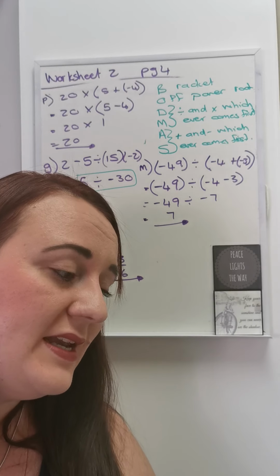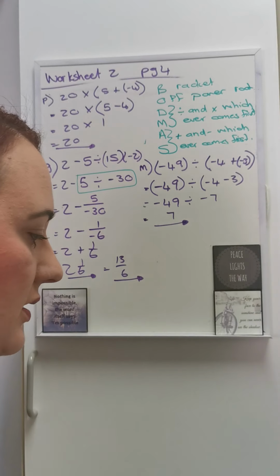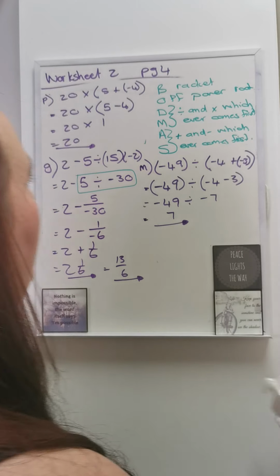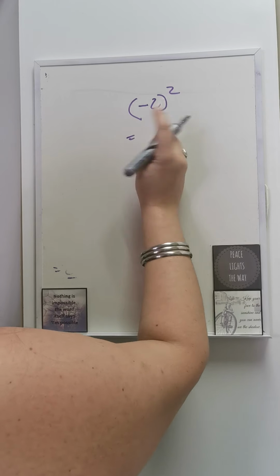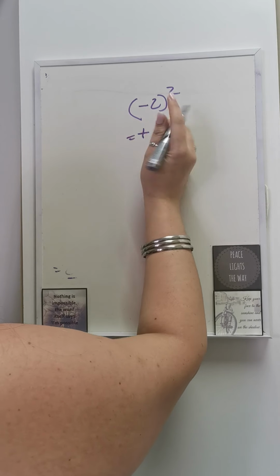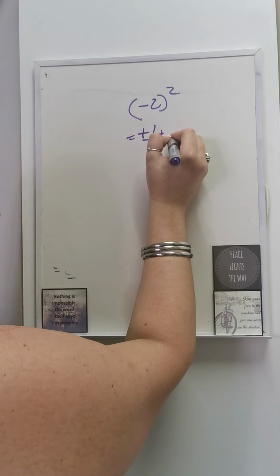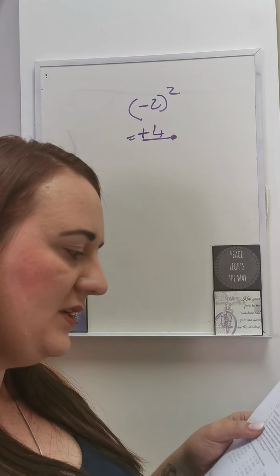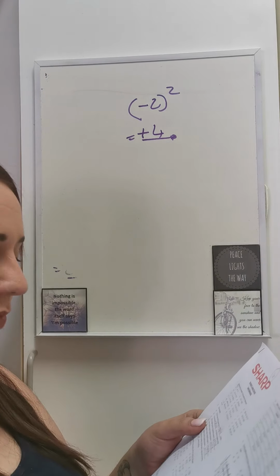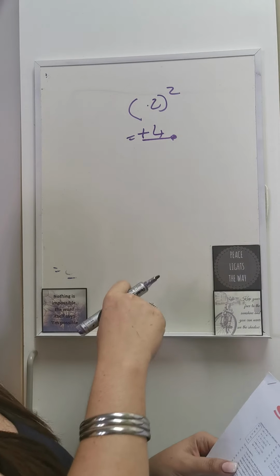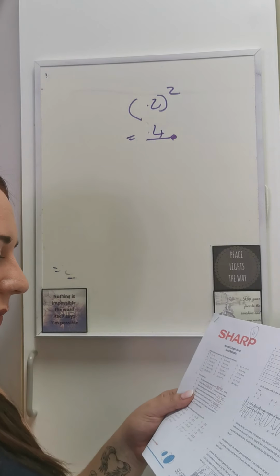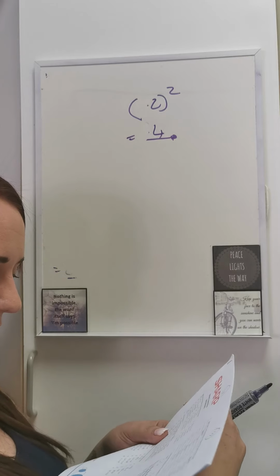Number C, when a negative number is squared, the answer is always what? So if I have a negative number that I'm squaring, so let's say I'm having negative 2 squared. Negative times negative gives me positive. 2 times 2 gives me 4. It will give me positive 4. So number C, when a negative number is squared, the answer is positive. When a positive number is squared, so if it was just 2, 2 squared gives you 4. So when a positive number is squared, the answer is also positive.